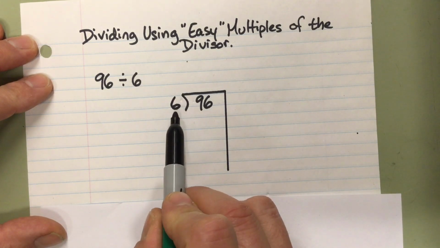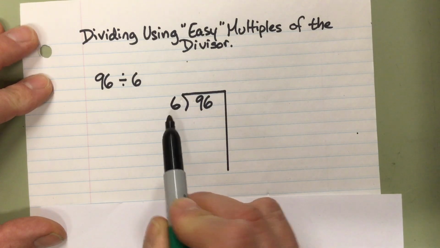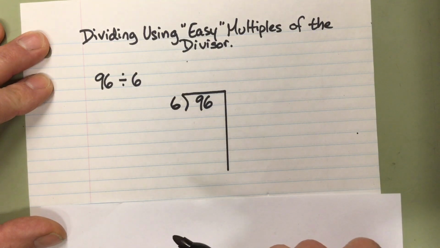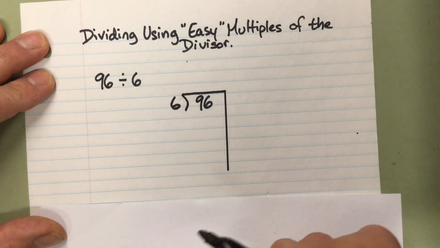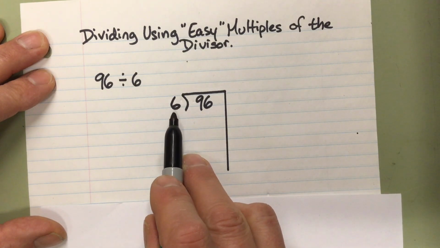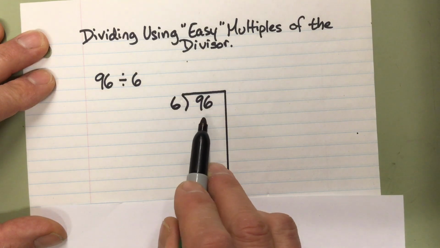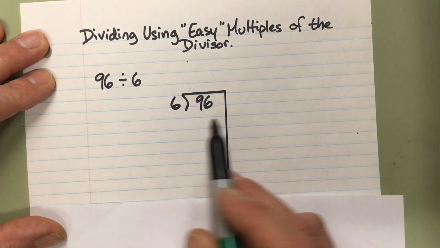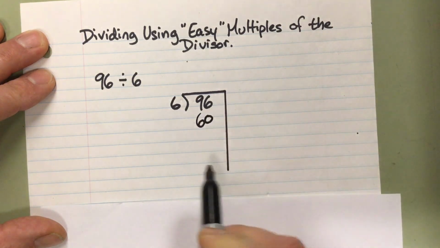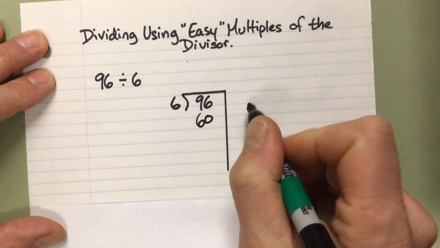What I want to do is look for a multiple of 6 that I know, one that's really, really straightforward. It might end in a 0. The reason why I like those ones is they're easy to subtract. It looks like this. Can you think of a number that's a multiple of 6, that's less than 96, that helps me get close to 96? Many students would choose 60 because we know that 6 times 10 makes 60.